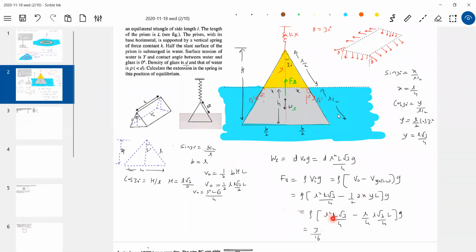Small L square, capital L, you take it outside. So this will become, okay, this is the buoyant force. Now let's equate here. Everything we know. What is the force due to surface tension? How to calculate?